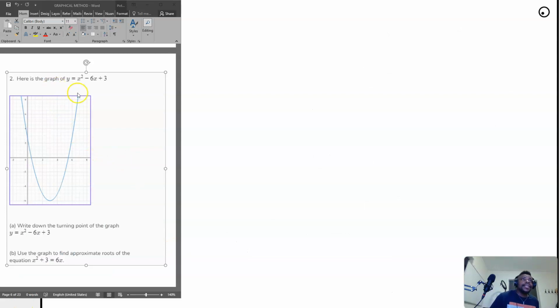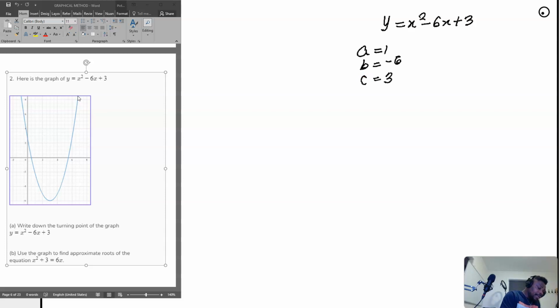Next question. Here is the graph of y is equal to x squared minus 6x plus 3. Okay, we already know here that a is 1, b is minus 6, and c is 3. Here, a is greater than 0. That means our graph should what? Should open up. That is 1. b over a, we want to know where our curve is going to be, left or right. That is minus 6 over 1.